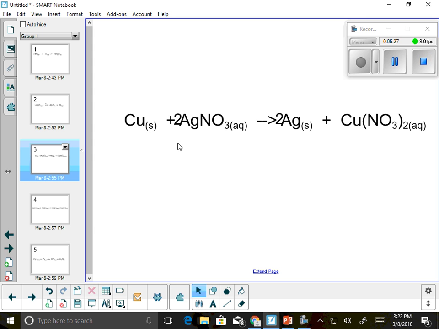Notice that it's one element and a compound, typically an ionic compound, metal, non-metal, making a new element and compound. The copper is trading places with the silver. Copper would not trade places with nitrate because copper being a metal would replace silver, which is a metal.